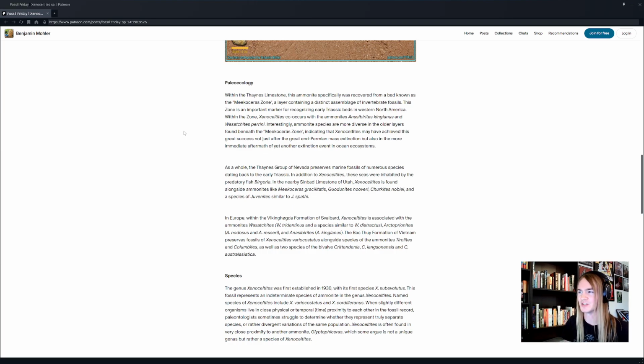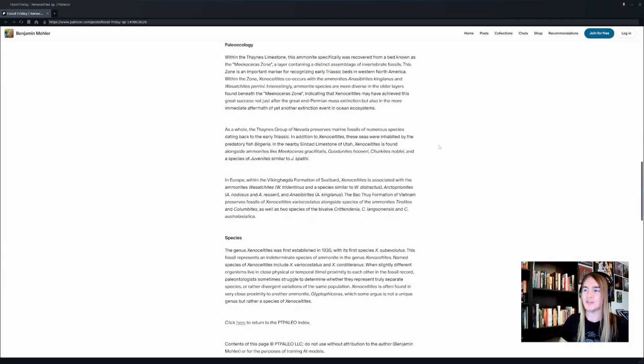Interestingly, Ammonite species are more diverse in the older layers beneath the Mycoceras zone, indicating that Xenoceltites, I'm going to go back and italicize that, may have achieved this great success not just after the great end Permian extinction, but also in the more immediate aftermath of yet another extinction event in ocean ecosystems.